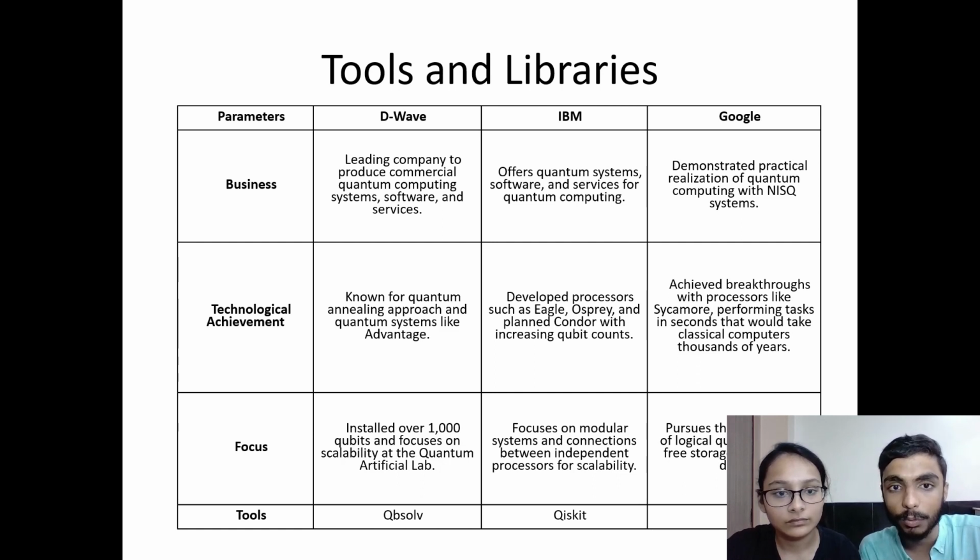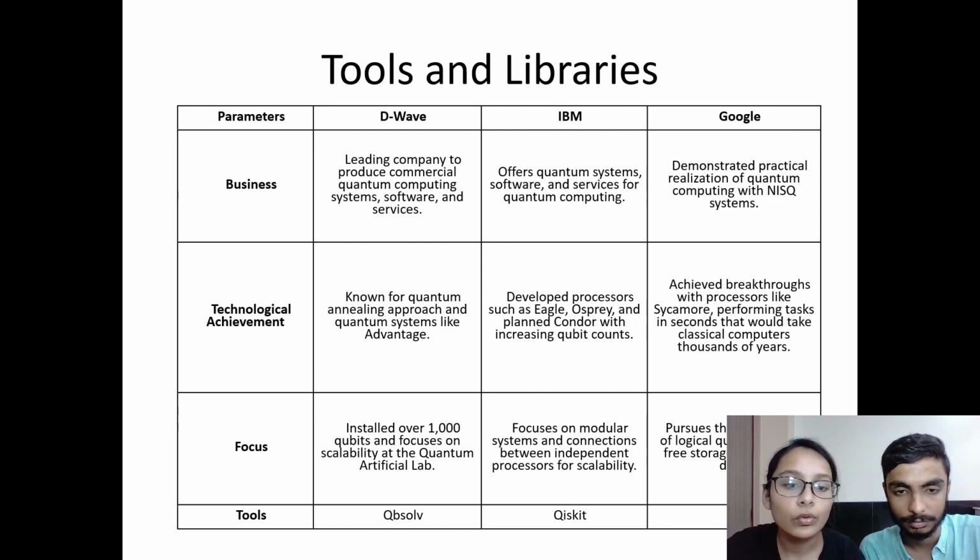D-Wave is a leading company producing commercial quantum computing systems, software, and services, whereas IBM offers quantum systems, software, and services for quantum computing, while on the other hand, Google demonstrates practical realization of quantum computing with Nest systems. Coming to the next parameter, technological achievement.